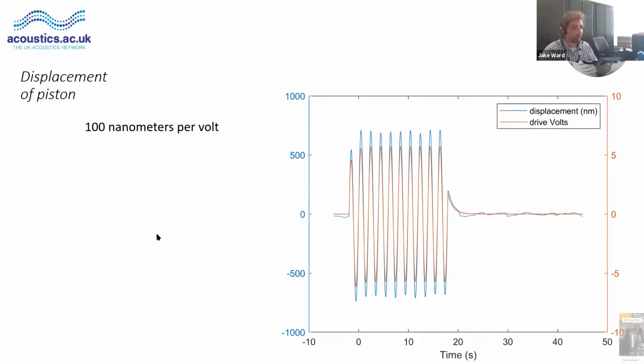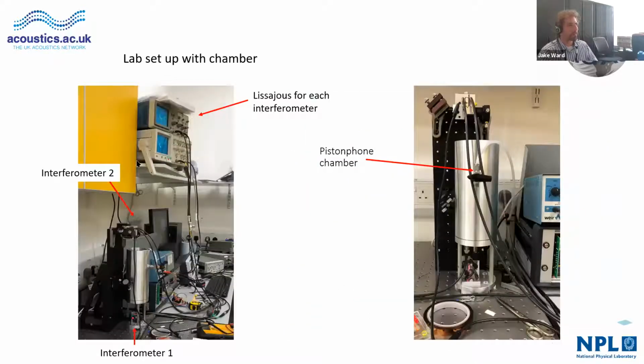So just to show you the lab setup, here I'm showing the test where we compared the front and the back. There's a subtle difference in displacement on the front of the piston to the back of the piston arising from the spring mount system that we use. So here I'm comparing. We get a circle on the oscilloscope for each interferometer. We've got an interferometer looking down at the piston from the top and an interferometer looking up at the rod that drives the piston at the back.